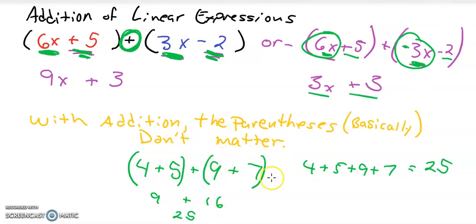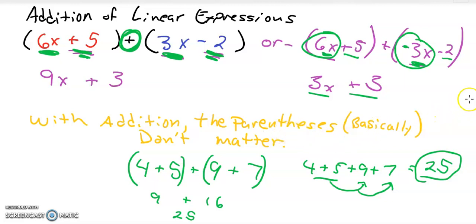If we just ignore the parentheses, 4 plus 5 is 9. Plus 9 is 18. Plus 7 gives us the same answer. Because addition is commutative and associative, we could do this problem in any order, grouping things however we like. And the same thing's applying up here. We're just taking a shortcut past some of those steps.